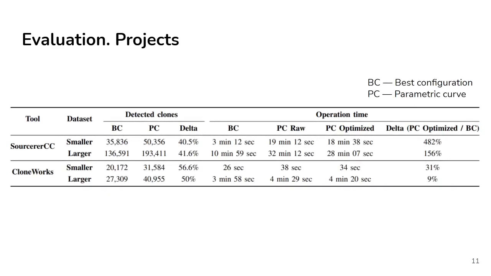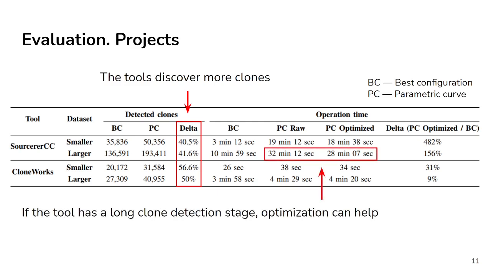These are the results of the first 2 datasets. On the left side, we can see the comparison of the amount of detected clones. It can be seen that both tools discover more code clones in both of the datasets. On the right side, we can see the comparison of the operation time. SorcererSC has a relatively long clone detection stage, and therefore the optimization can cut the time by 12% for a larger dataset, because fewer fragment pairs need to be compared.